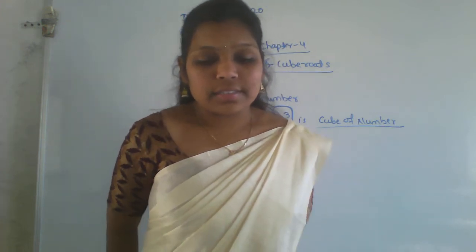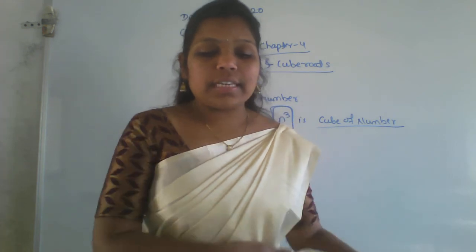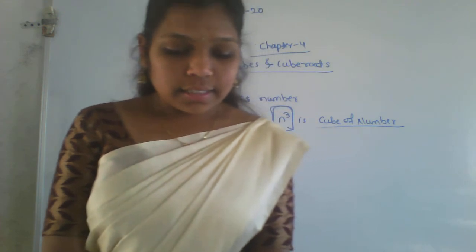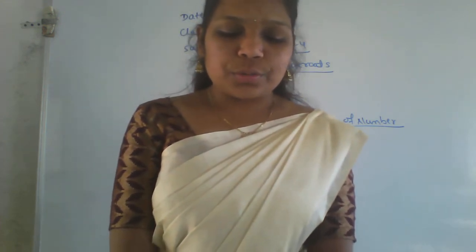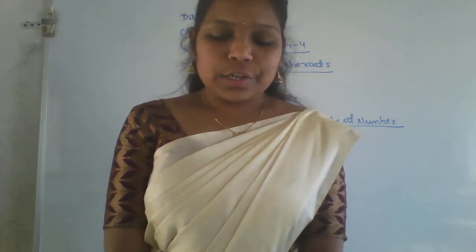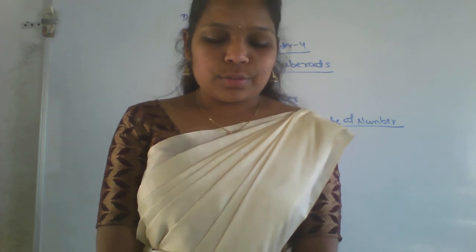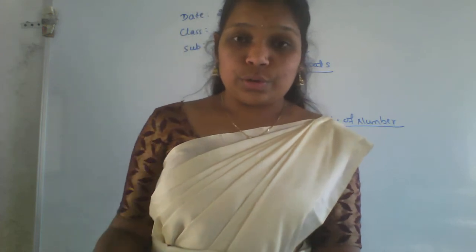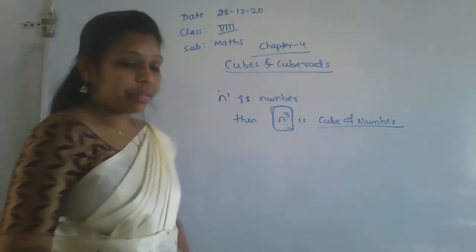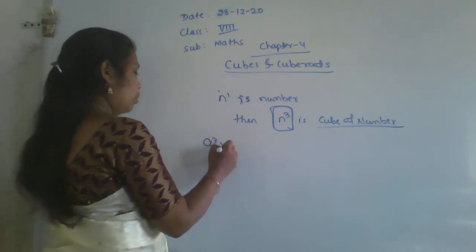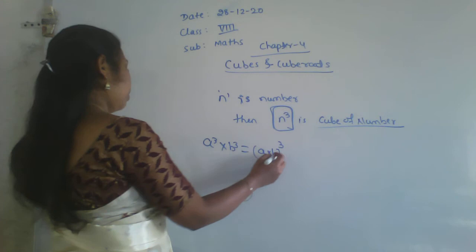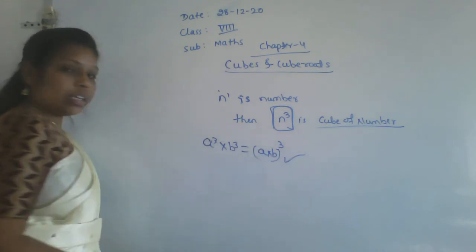Okay. So next, go for the sixth property. What is the sixth property here? That is, the product of the cubes of two numbers is equal to the cube of their product. For two natural numbers a and b, a cube into b cube is equal to a into b whole cube. Okay. So here a cube into b cube is equal to a into b whole cube. This property is satisfied for cube numbers.